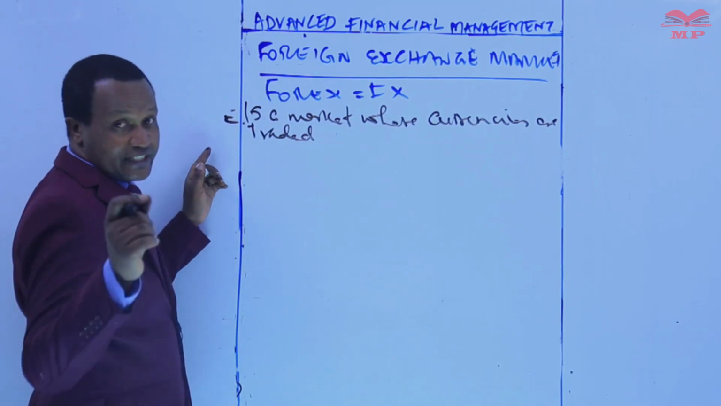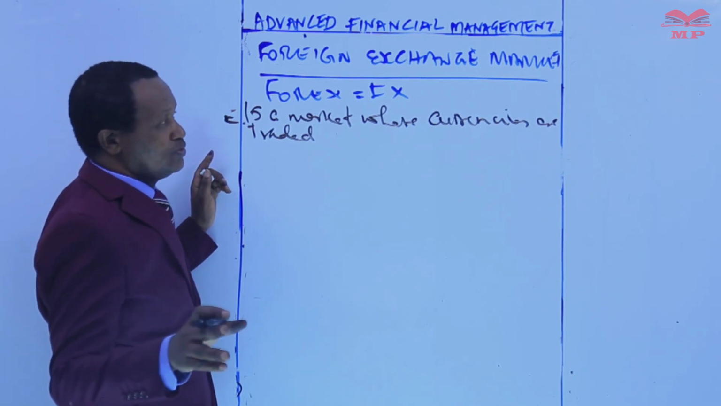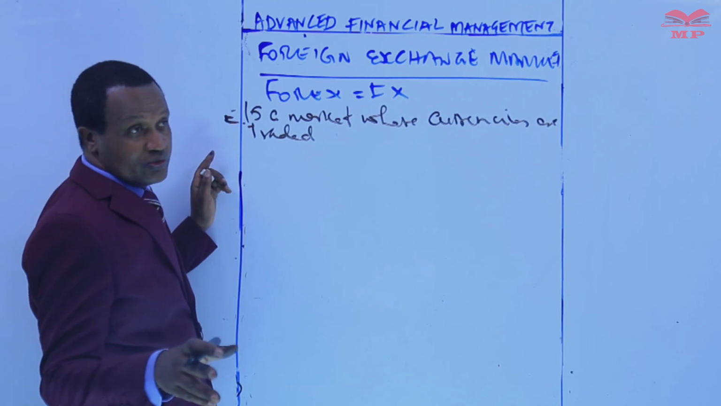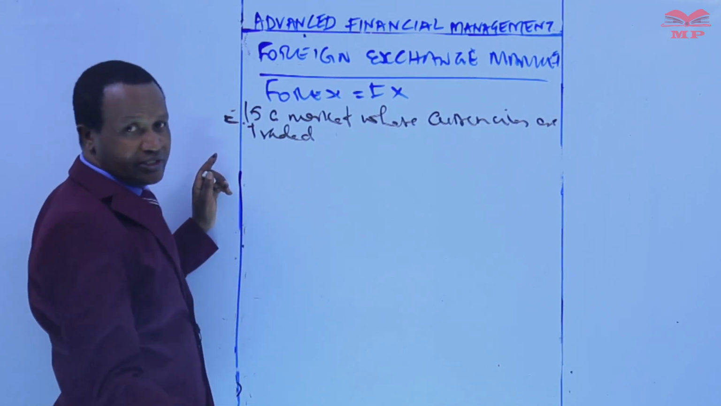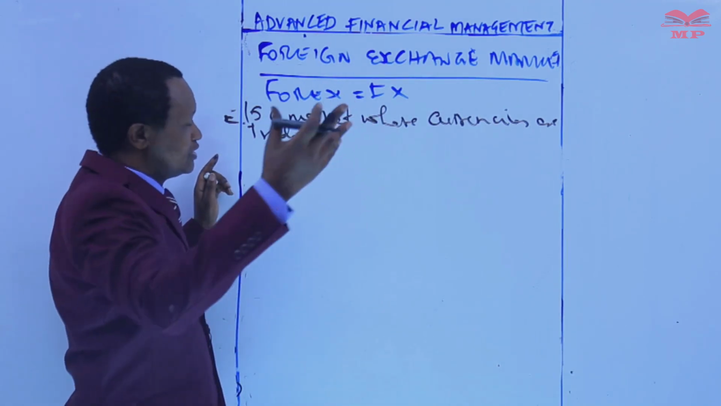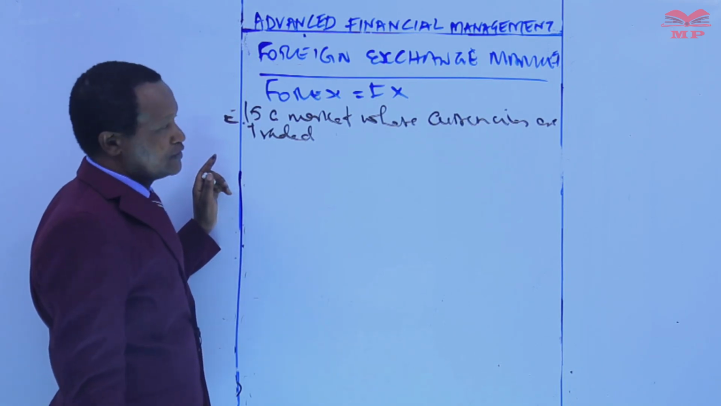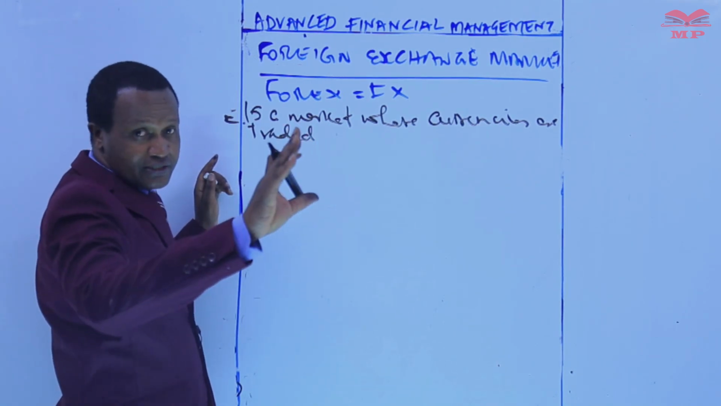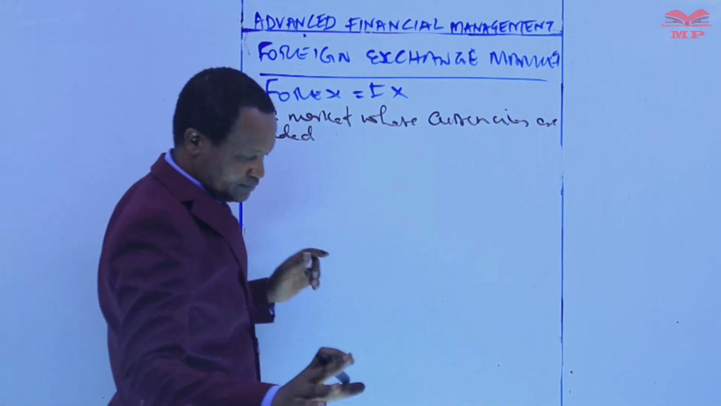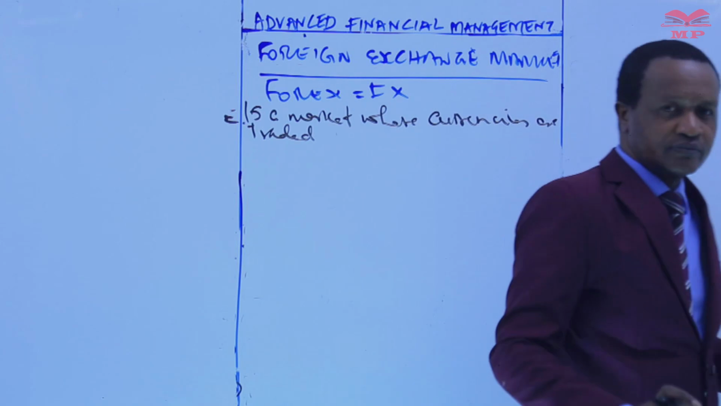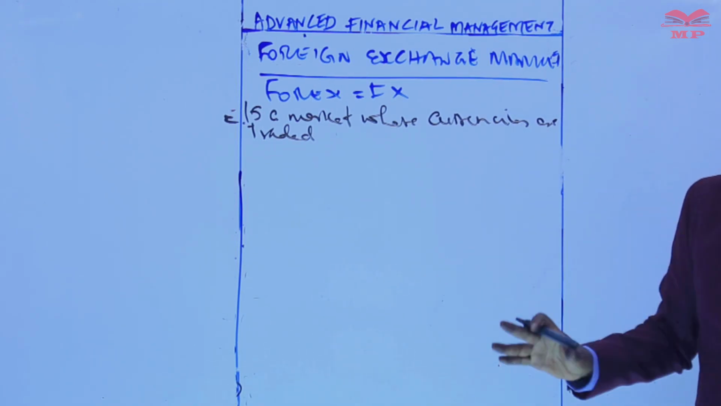It's just one market. Whether you are converting your money from shillings to Uganda shillings, or you are converting the yen to dollars, it's just one market. All that exchange, we are calling it the foreign exchange market. That's the definition: the foreign exchange market is a market where currencies are traded.